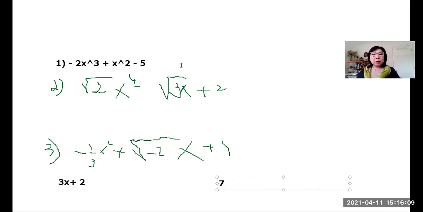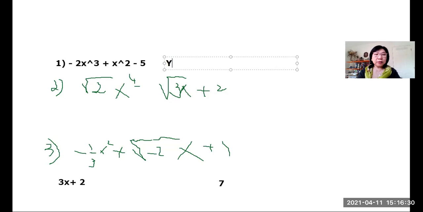Okay, so now let's say yes or no with me, right? Let's say I have a bunch of polynomial functions like this. Minus 2x to the power 3 plus x squared minus 5. Now, you will tell me yes or no in the first question. I guess this is a polynomial function.